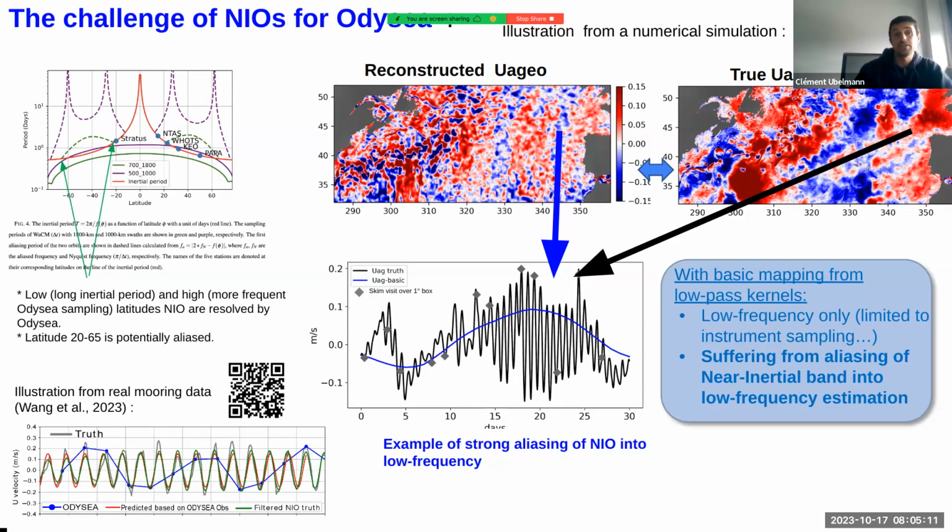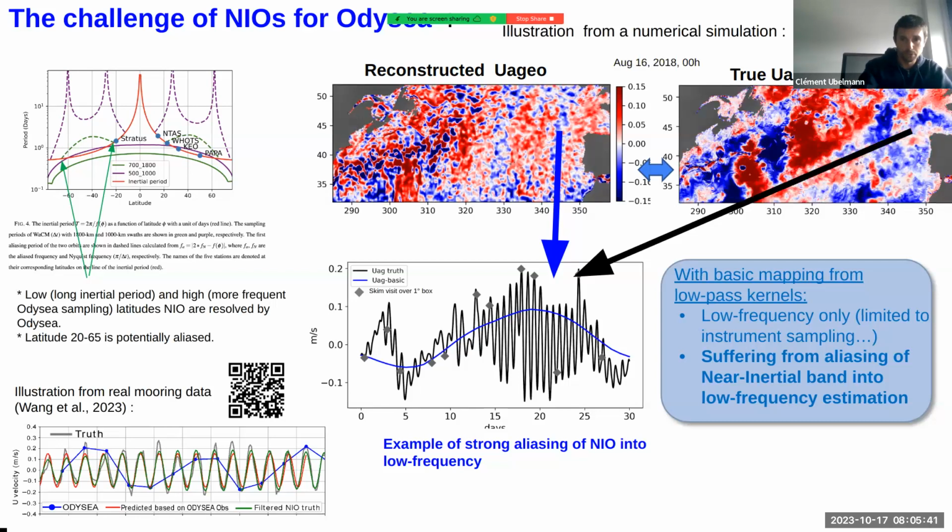So obviously, if we were to just low pass the data, this illustration is from another mission concept, but just take it here really as an illustration, on top of a cherry-picked example where the NIO event is very strong. When you low pass this, obviously, you cannot reconstruct NIOs, and you alias the observations of the high frequencies to lower frequencies. That's well known.